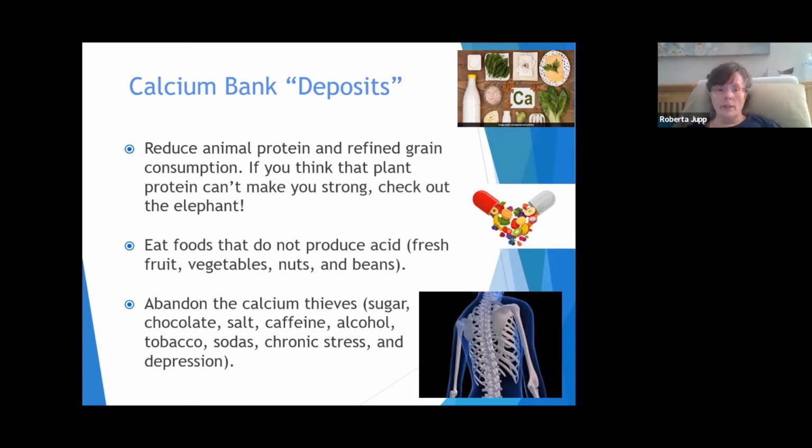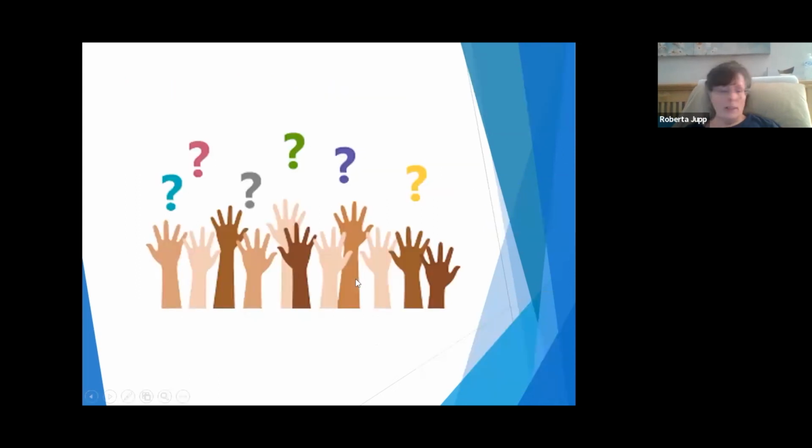And then try to really limit the calcium thieves, which would be sugar. And we're doing that with diabetes anyway. Chocolate, too much salt. Might want to use the Himalayan pink salt. There's some minerals in that. Caffeine, alcohol, tobacco, soda, the dark sodas, chronic stress, and depression. So those are the things that will actually help our bones: exercise, and then these foods right here: fruits, vegetables, nuts, and beans. So any questions? That's all I have.